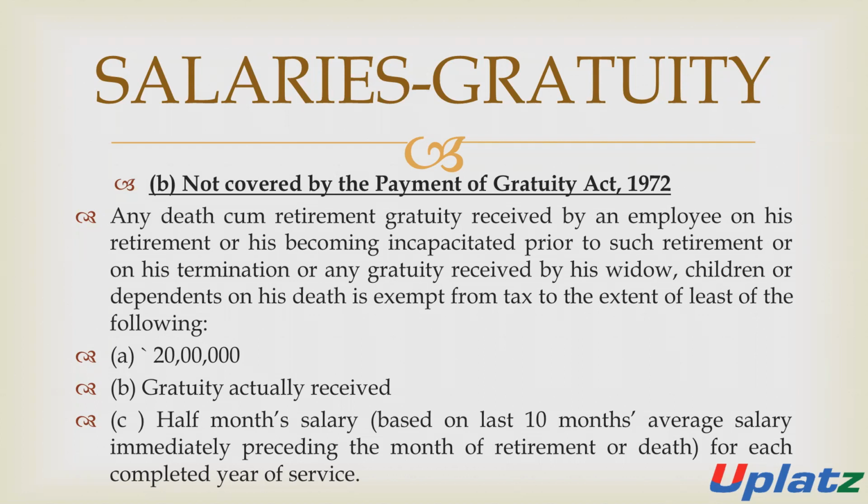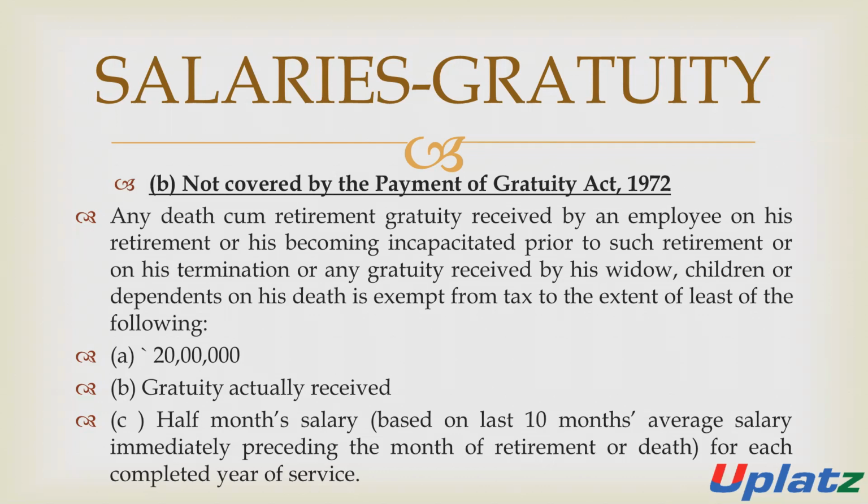Then such amount will be exempted, but the least of the following. The exempted amount will be calculated on the basis of these 3 points, and whichever amount is least, it will be exempt. Number one, 20 lakh rupees. Number two, gratuity amount which is actually received. And number three, half month salary, based on the last 10 month average salary.